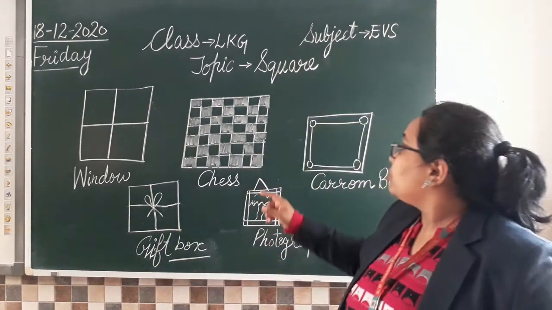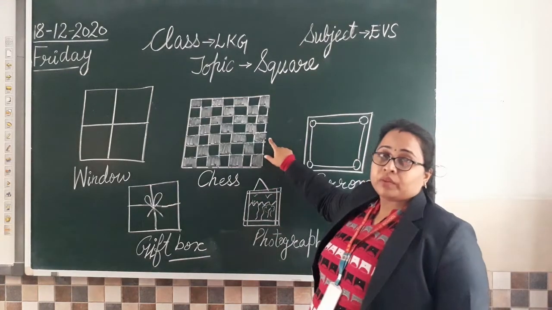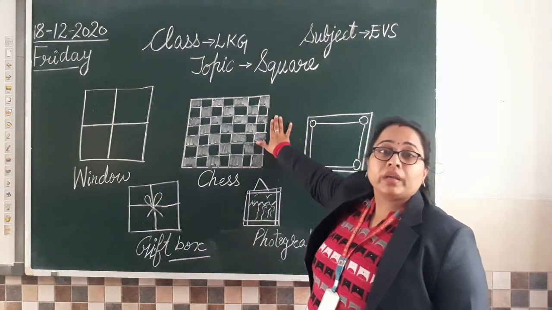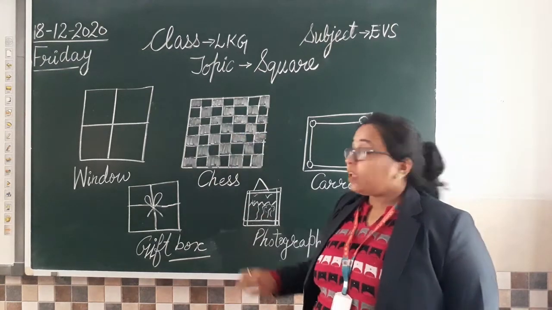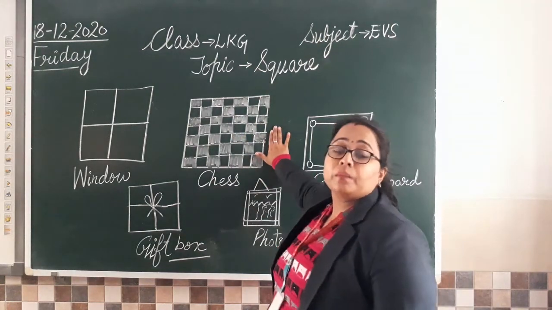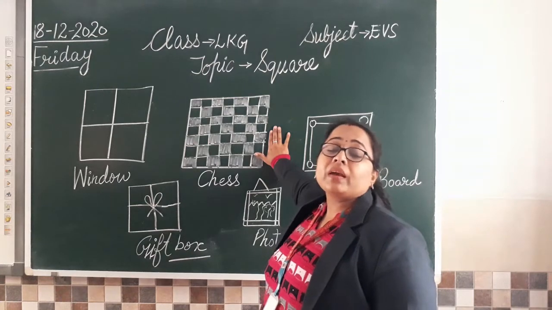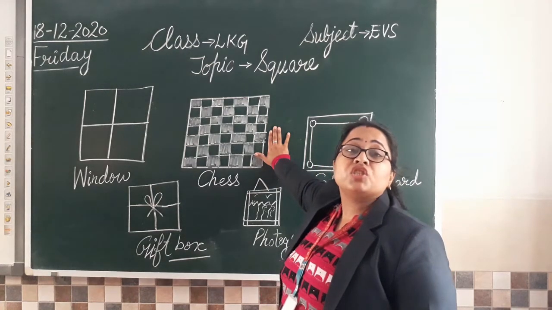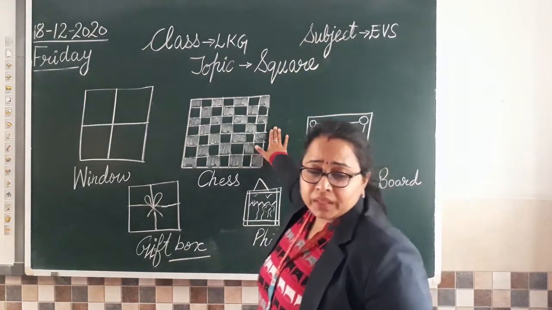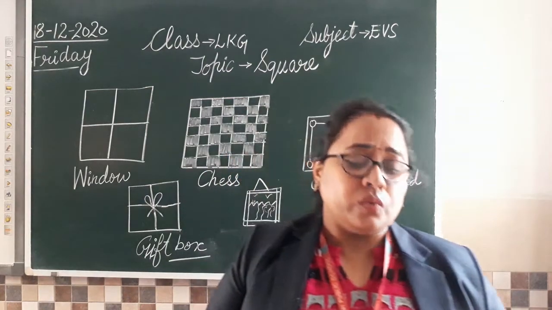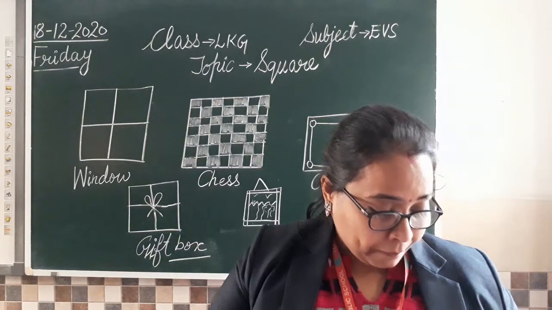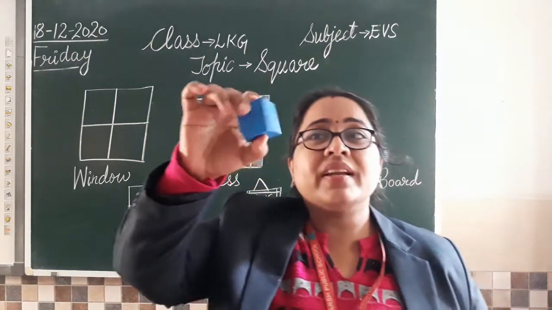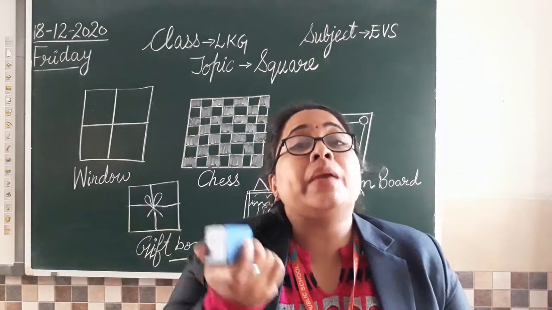Then we have a chess board. So ये भी एक indoor game है where we have white and black squares. इस तरह से pattern में बना होता है board के ऊपर and we play a game on it. So it is called chess. Something else also I have discussed with you. Can you tell me what is that? I have that with me today. What is it? It's a block, playing blocks.